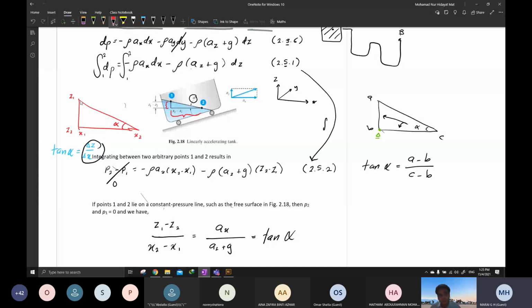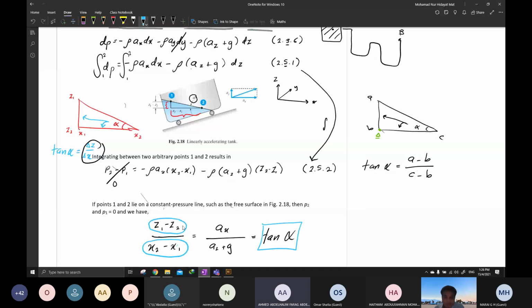Over the adjacent side, X1 minus X2 or X2 minus X1 to get positive? Anyone? How to get the positive? X2 minus X1. Why X2 minus X1? Because X1 is 0 and X2 is positive. Yes, correct. Can you see here? Yes, Doctor. Then you see here.